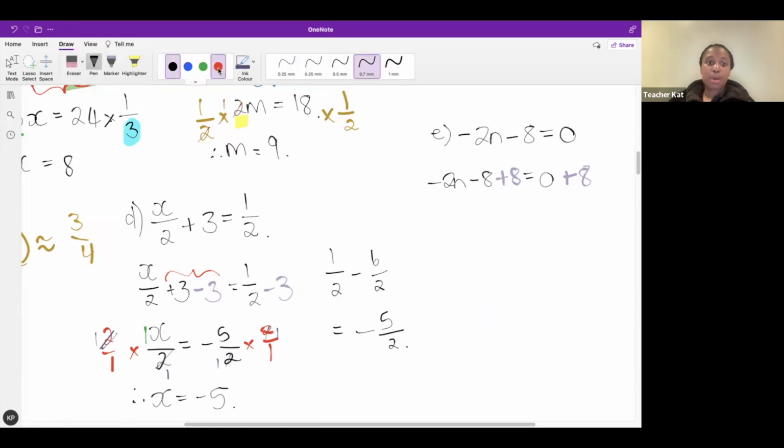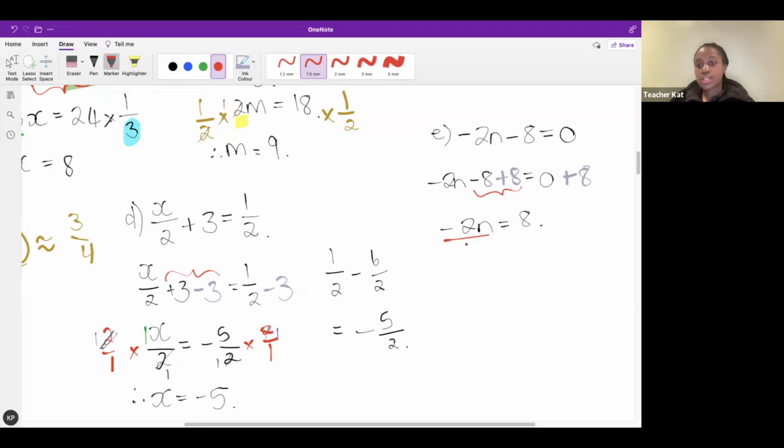And then, of course, my plus 8 minus 8 become a 0. So I'm left with negative 2n over here equals how much? 0 plus 8. So then negative 2n is equal to 8. Wonderful. Okay. And now I have to times by the reciprocal of negative 2n.